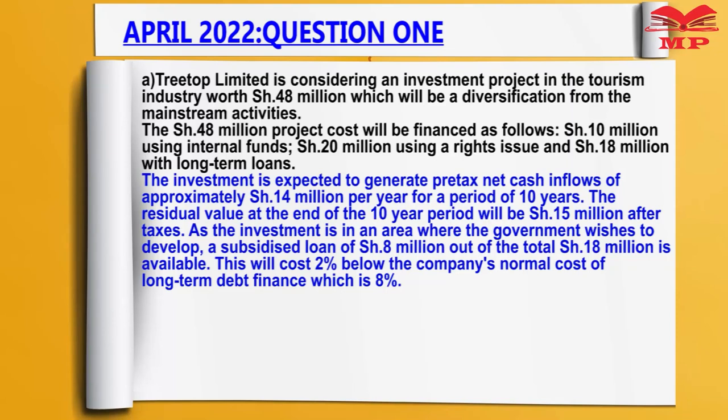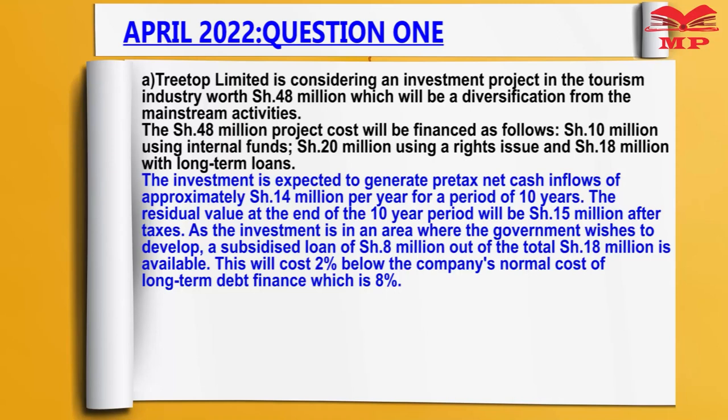The first one is that we read that the investment is expected to generate a pre-tax cash inflow. Underline the word inflow. A net pre-tax cash inflow of approximately 14 million shillings. That means that the 14 million shillings is inclusive of the tax, and it will be received for a period of 10 years. So that's the first cash inflow. The second cash inflow is the residue value at the end of the 10-year period, which will be 15 million after tax, received after 10 years. So the 15 million is after tax.